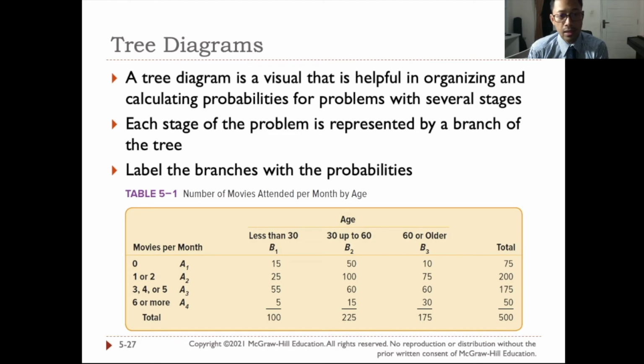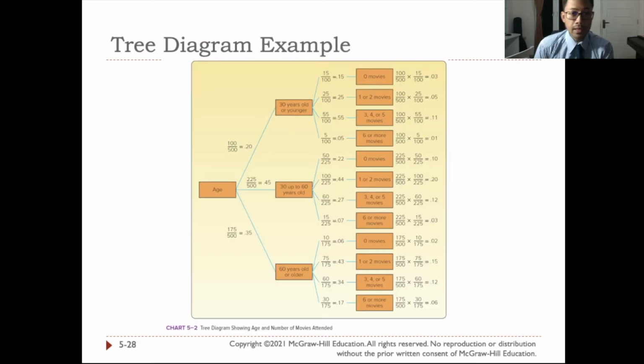B1 being less than 30, B2 being 30 up to 60, and B3 being 60 and over 60, my apology. And so here is going to be the example, and the next one is the tree diagram.